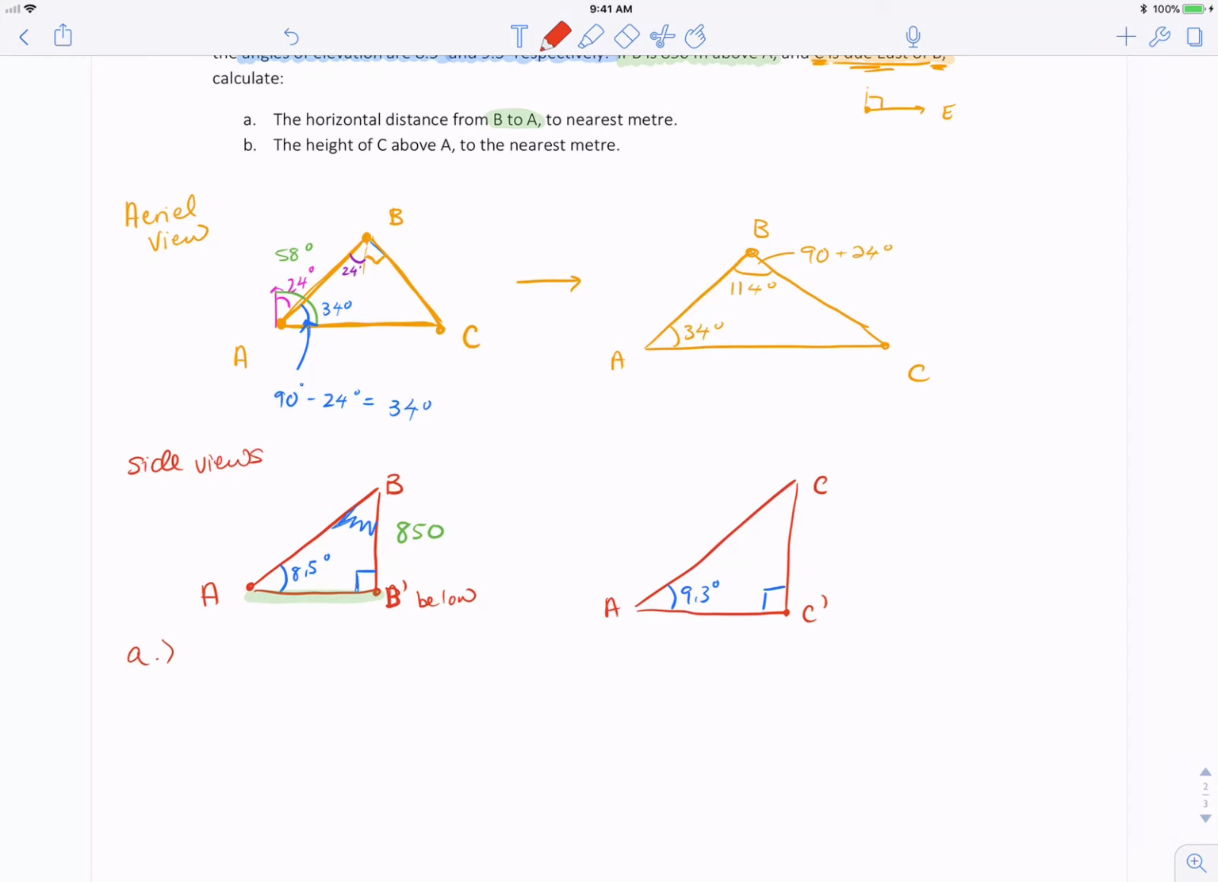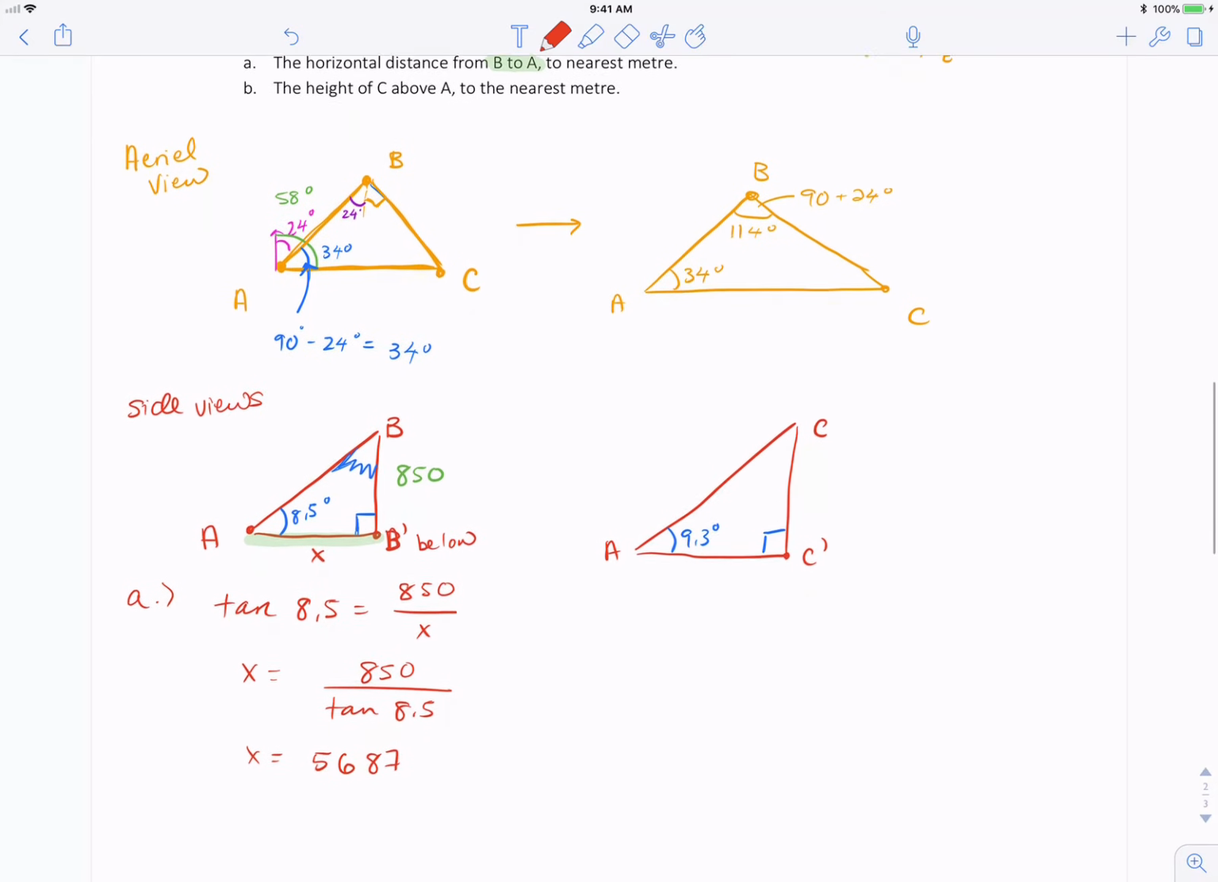I have a 90-degree triangle. I have an opposite but no adjacent. So I'm going to set up a tangent ratio. The tangent of 8.5 is opposite over adjacent. And let's call this length x. x equals 850 over the tangent of 8.5. Again, I'm going through and solving, and I get my length of x to be 5,687. Perfect. That's the horizontal distance AB.